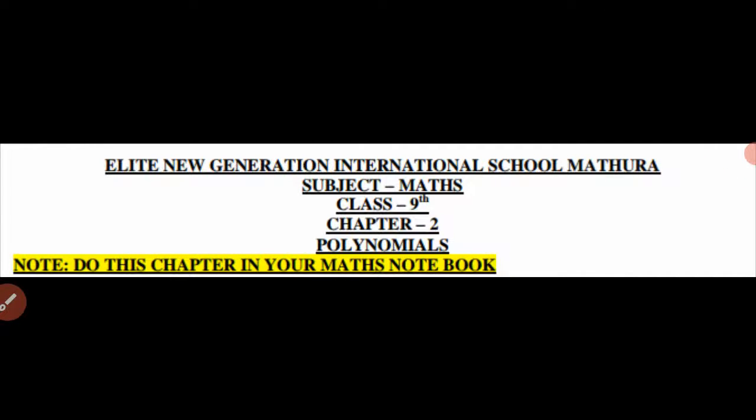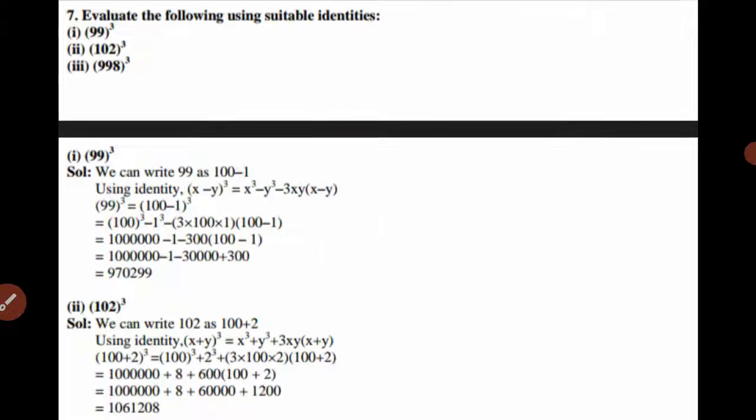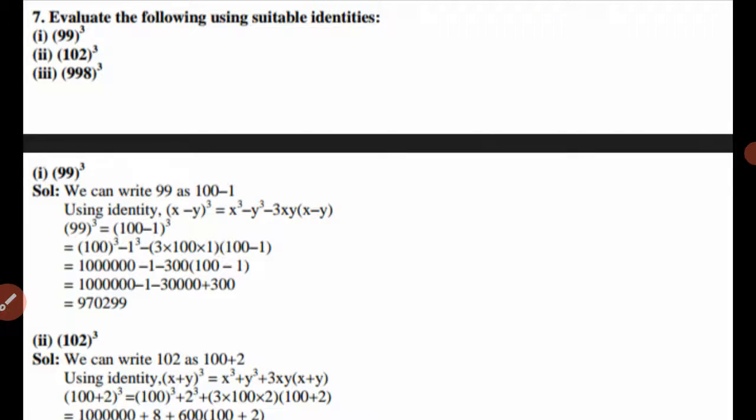Today we are going to start exercise 2.5. Question numbers 1 to 6 we have done in the previous video. So today in this video we will start exercise 2.5 from question number 7. See question number 7. In question number 7 we have to evaluate the following using a suitable identity. So here we have to evaluate this by using an identity.